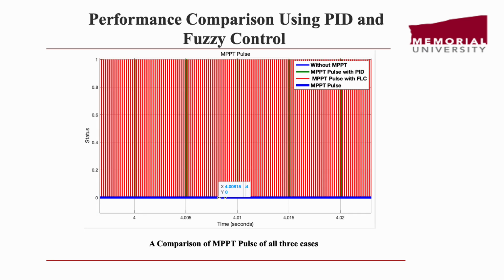Now we come to a comparison between all three cases. This graph shows a comparison of the MPPT pulse of all three cases. The blue line shows where there is no MPPT pulse. This green line shows the pulse which is based on the PID controller, and the red line shows the MPPT pulse which is due to the fuzzy based controller.